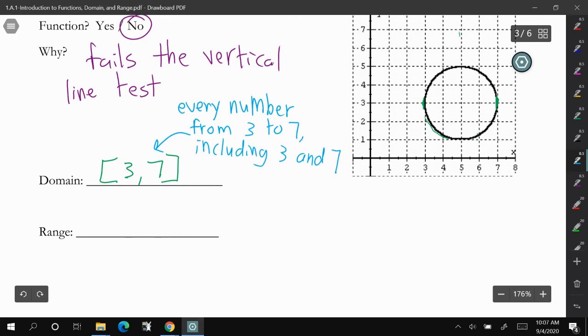Now, if it's not included, we'll talk about that later on. There are going to be some instances where the numbers that we write are not going to be included, and it's written a little bit differently. Now let's talk about the range, or the y values. Our smallest y value is 1, and the y values go all the way up to 5. So we would write 1, 5, and put the brackets around that.